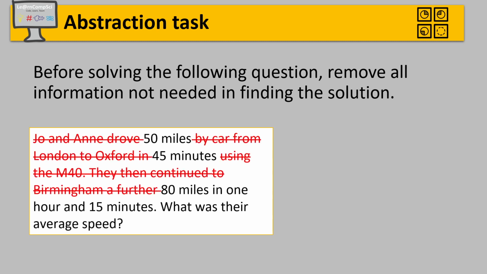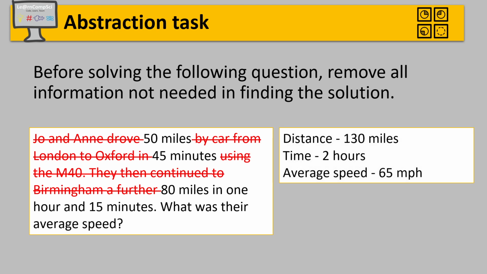So here we go. A lot of the information there was just not necessary. The fact that it was Joe and Anne driving a car from London to Oxford made no actual difference to the problem that we were solving, or which roads they were using. What really was important was that we needed to know the distance that was travelled, and how long the journey took. From that, we can work out the average speed by getting the miles and dividing them by the hours.